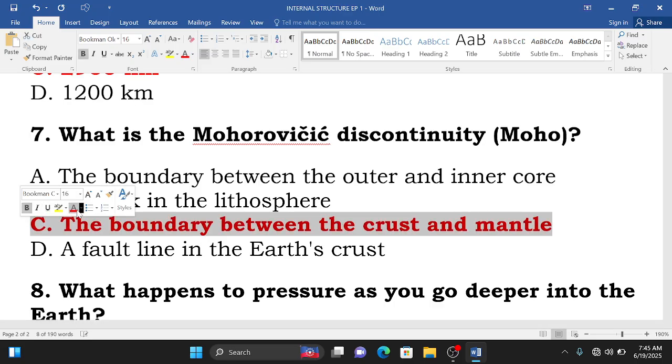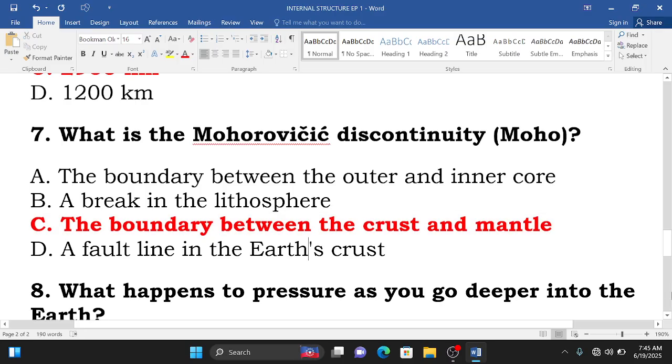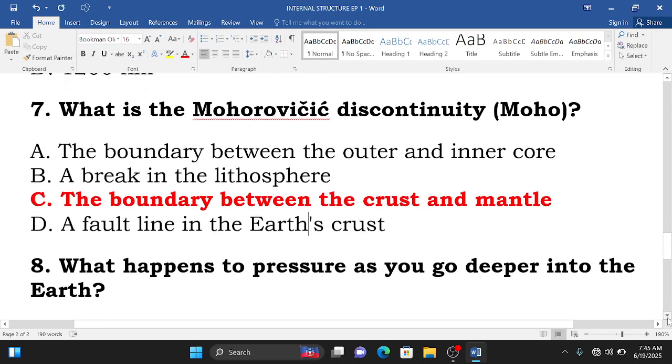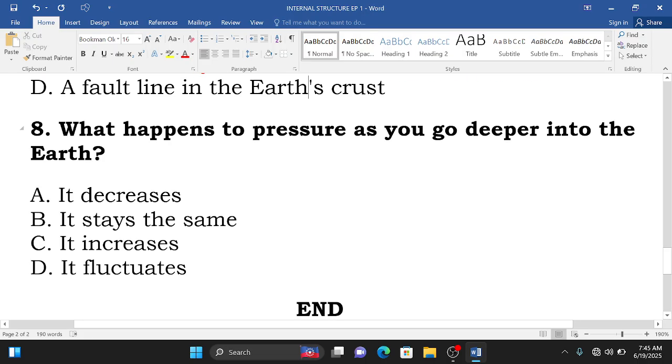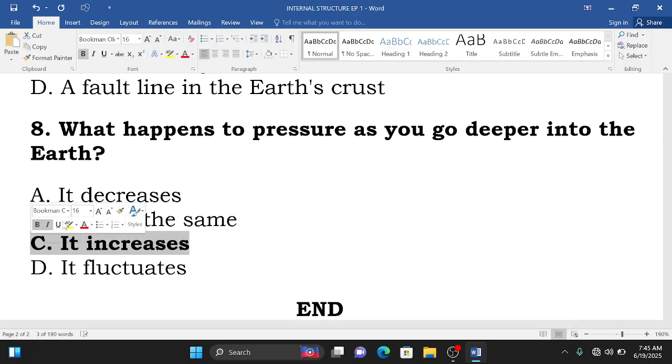We go to question number 8. The question is asking what happens to pressure as you go deeper into the earth? When you go deeper into the earth, what happens to pressure? A. It decreases, B. It stays the same, C. It increases, D. It fluctuates. The correct answer is C, where it increases.